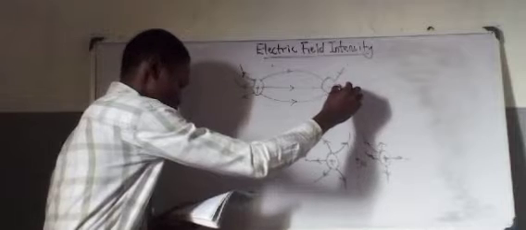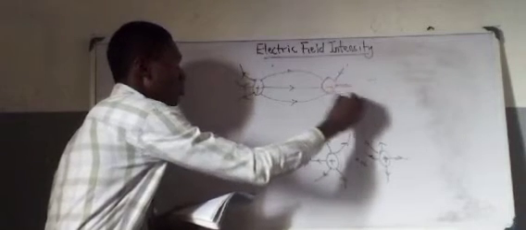In case we had a positive charge and a negative charge, the lines of force will go this way, showing the direction of the field from the positive region to the negative region. So it's moving from positive to negative.